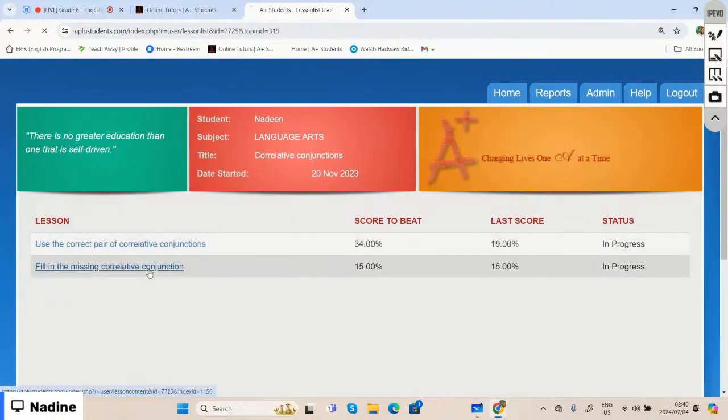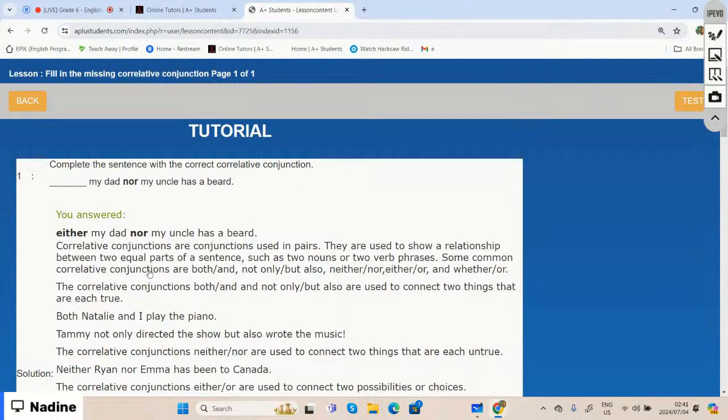So we're going to fill in the missing correlative conjunctions, right? It is pairs that we made mention of. And we said correlative conjunctions, both and, not only but also, are used to connect two things that are each true. And that is why we say correlative conjunctions are conjunctions used within pairs. They are used to show a relationship between the equal parts of the sentence, such as two nouns or two verb phrases.